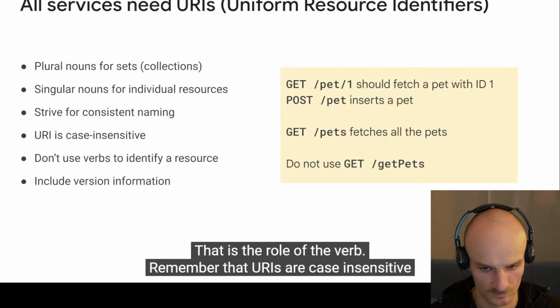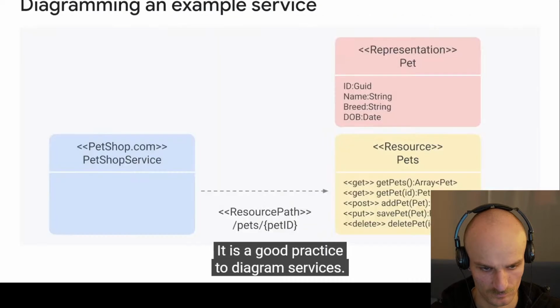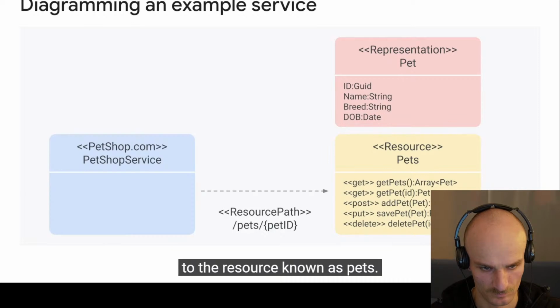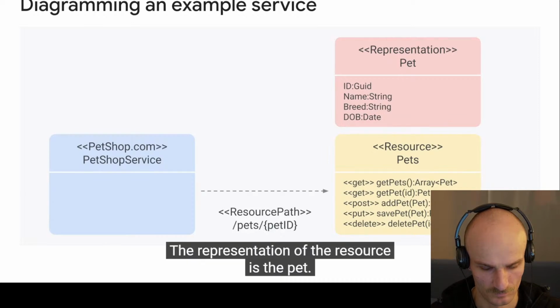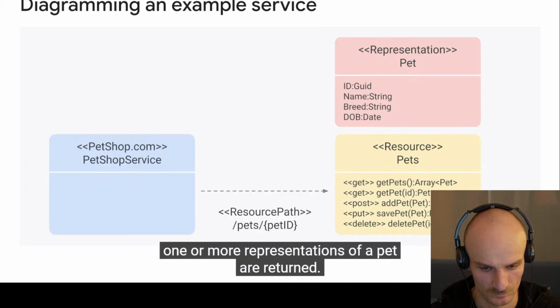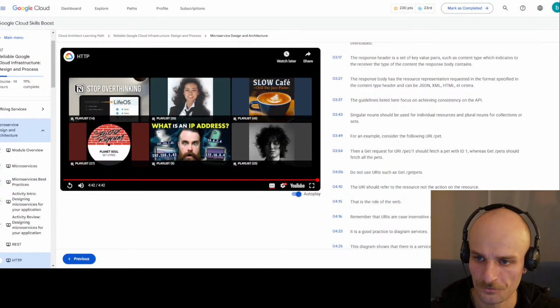Remember that URIs are case insensitive and that they include version information. It is a good practice to diagram services. This diagram shows that there is a service that provides access to the resource known as pets. The representation of the resource is the pet. When a request is made for the resource via the service, one or more representations of a pet are returned.